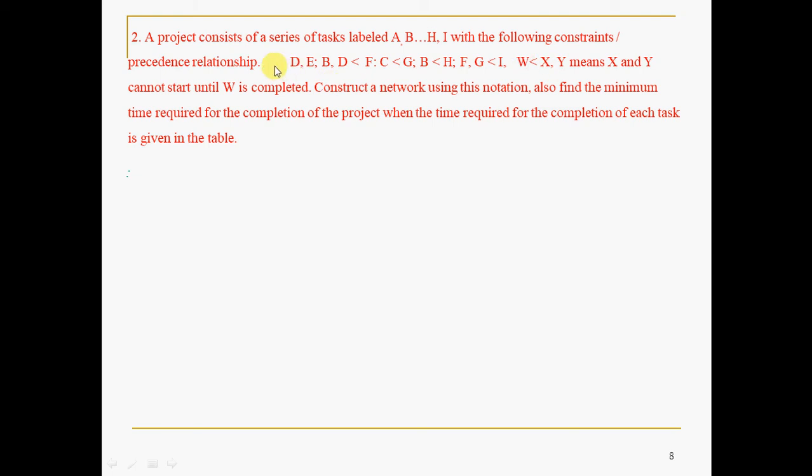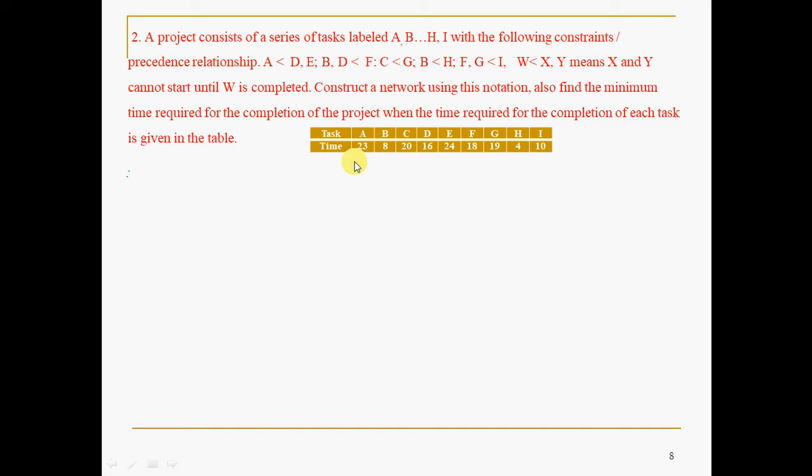For example, in this case, A is less than D means D cannot start until A is completed. D or E cannot start until A is completed. B, D are the predecessor activities to F. In other words, F cannot start till you complete B and D. In the same way, G cannot be started till completion of C. That is the meaning. The meaning is also given here: W is less than X, Y means X, Y cannot start until you complete W. Construct the network diagram and all other things are the same.